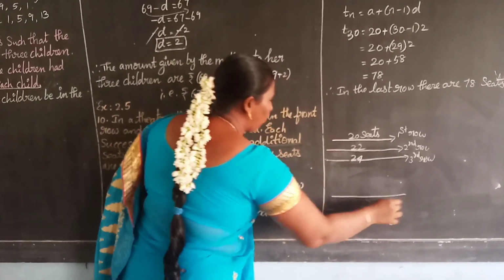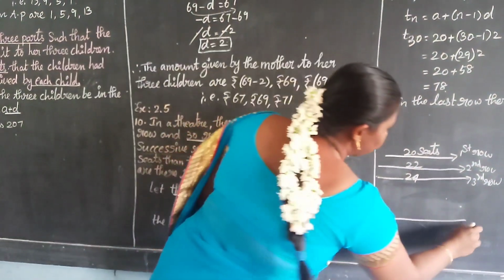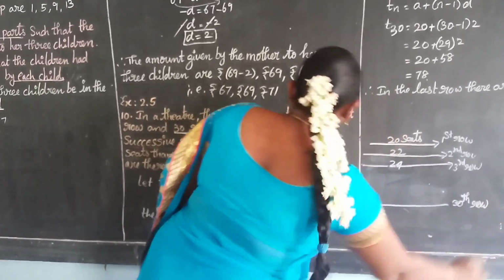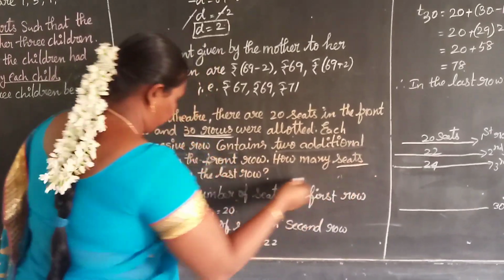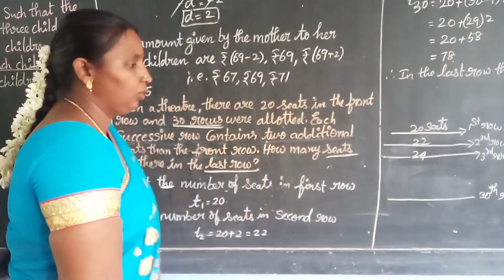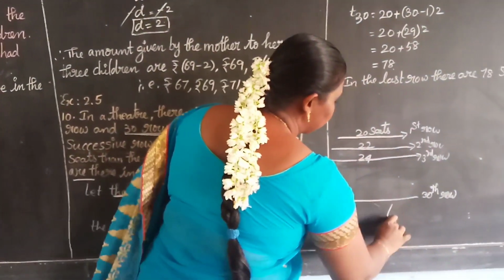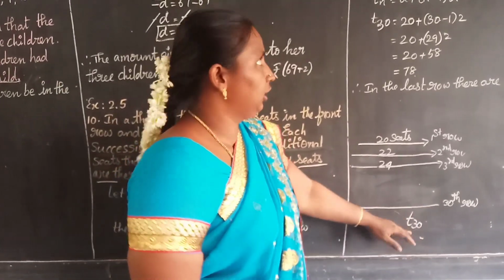Now how many rows are there they given? How many rows are there? 30 rows. So last row we have 30th row. So what they asked to find here? How many seats are there in the last row? Last row is nothing but the 30th row. If you find T30, then it will be the number of seats in the 30th row.